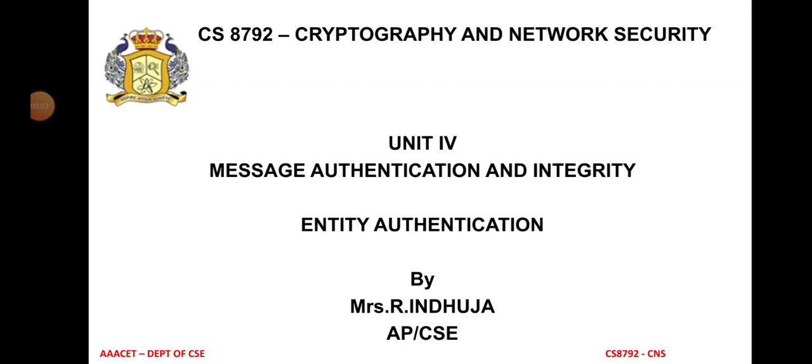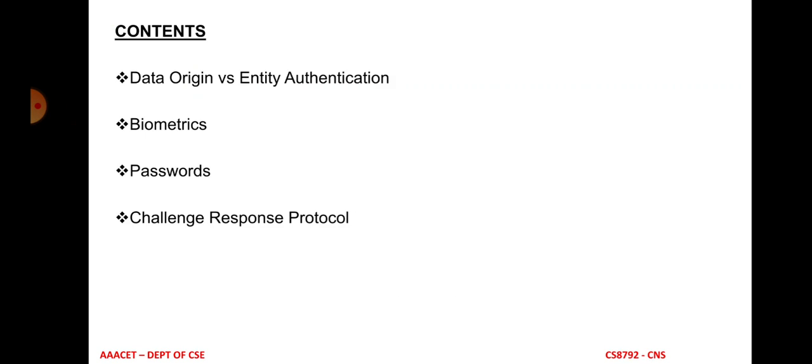In this lecture, we are going to see about entity authentication in Unit 4, message authentication and integrity. We know what an entity is: it is a person or anything, right? But authentication is the proof of the identity of a particular person. This is entity authentication. We will see these topics in this lecture: data origin versus entity authentication, biometrics, passwords, and challenge response protocol. Biometrics, passwords, and challenge response protocol are the entity authentication techniques. We'll see them one by one.